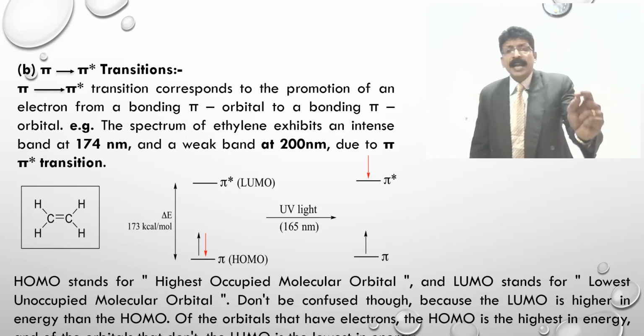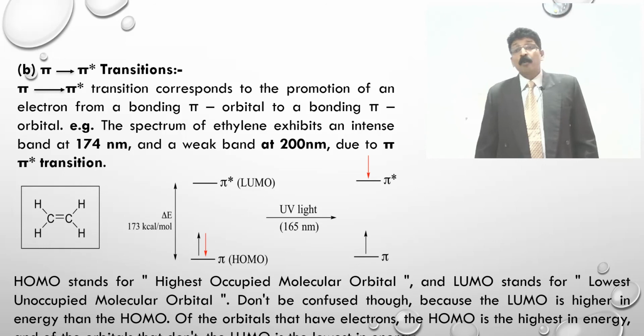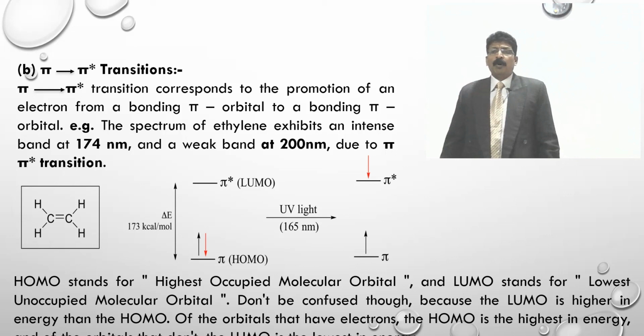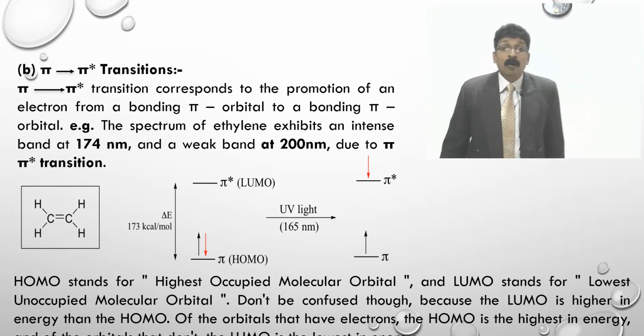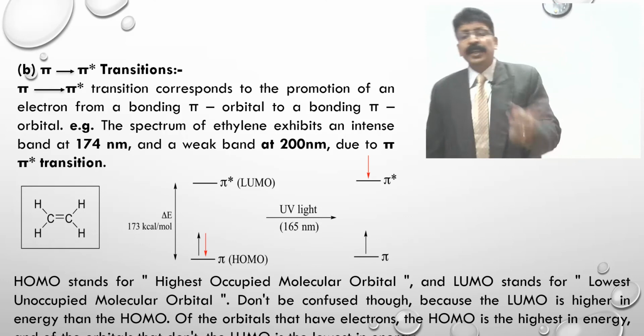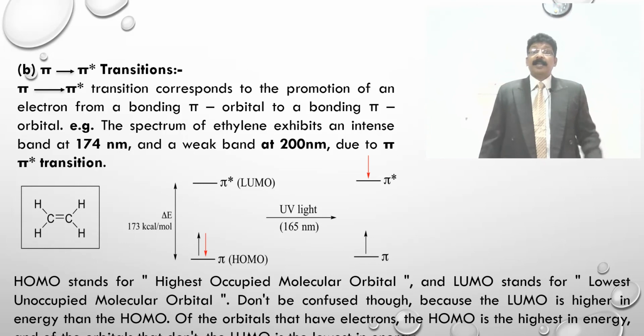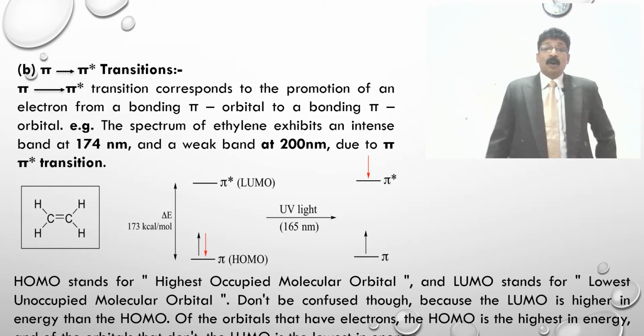LUMO means lowest unoccupied molecular orbital, usually happens by lone pair of electrons. Don't be confused, because LUMO is higher in energy than HOMO. Of the orbitals, those that have electrons, the highest occupied molecular orbital is highest in energy, and among those that don't, the lowest unoccupied molecular orbital is the lowest in energy.